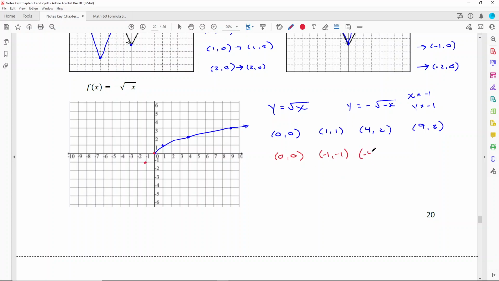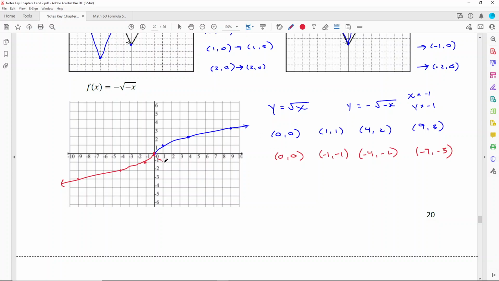Same thing here. I get negative 4, negative 2. And then lastly here, negative 9, negative 3. And that is a reflection of the x values over the y-axis and the y values over the x-axis. So I did them both at once. You could have done an intermediate step.